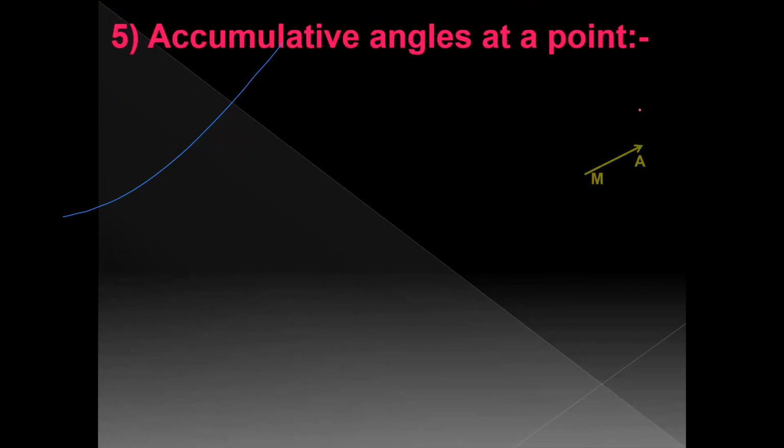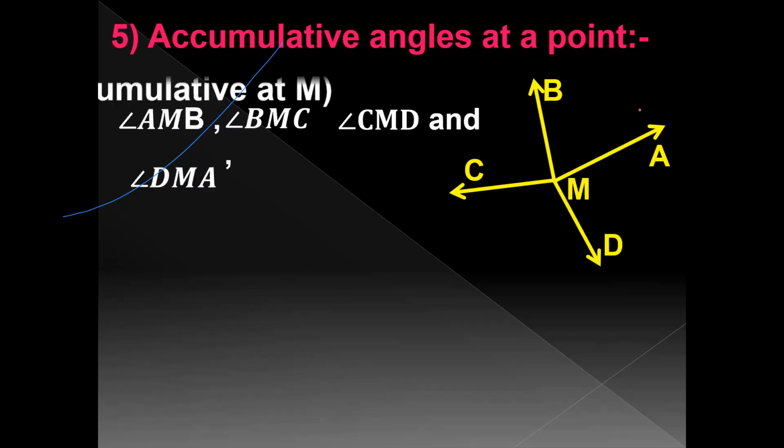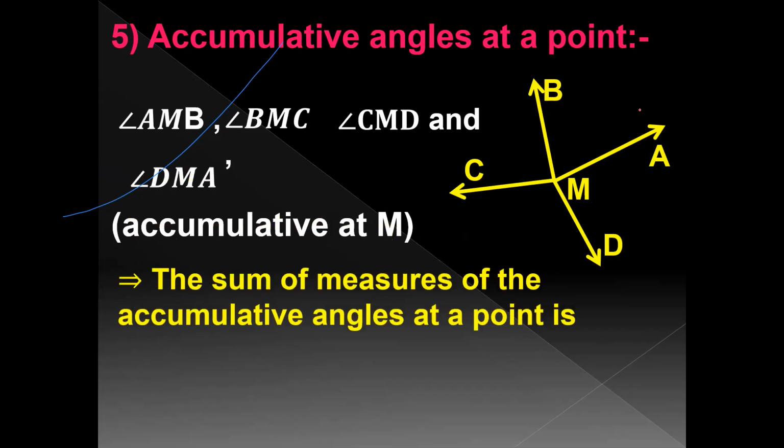The accumulative angles, and a relation between the two angles. What is the meaning of accumulative angles? The sum of the measures of the accumulative angles at a point is 360 degrees.